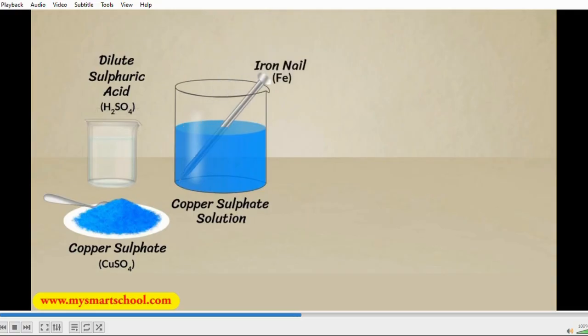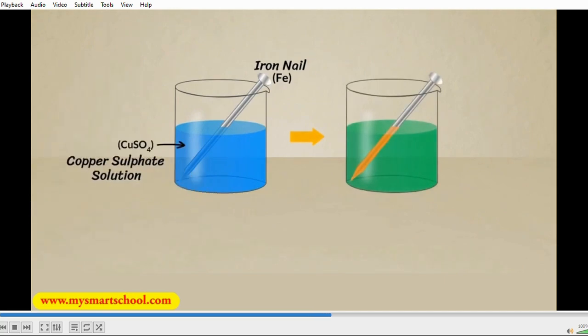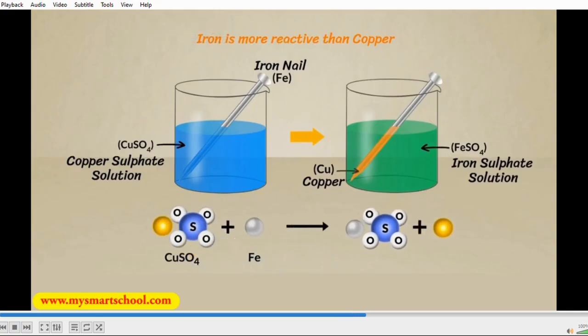Now take a polished iron nail and put it inside the beaker. Gradually, the blue color of the solution changes to green. It is because iron is more reactive than copper. It removes the copper from copper sulfate and sets at its place. We can say iron displaces copper from copper sulfate.